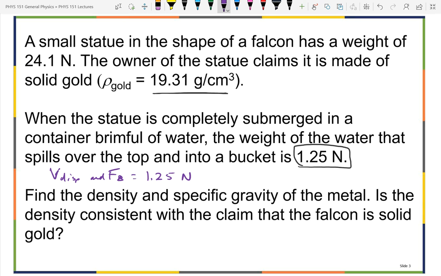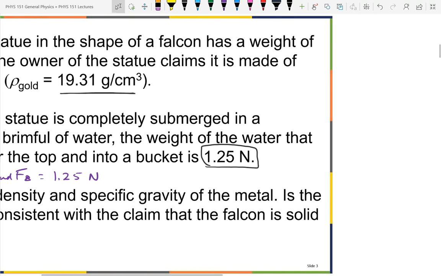Then it says find the density and specific gravity of the metal. Is the density consistent with the claim that the falcon is solid gold? So how do I find the density of my statue based on this information? We can go back to what James said because it was leading us in the right direction. How do I determine the density? Density is equal to blank over blank. The mass over the volume.